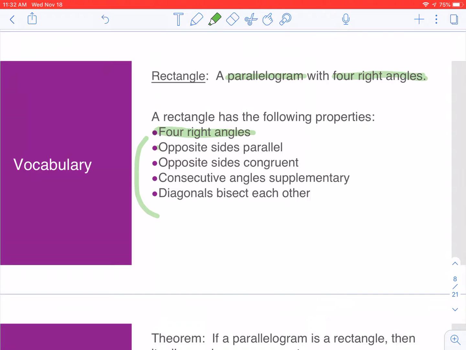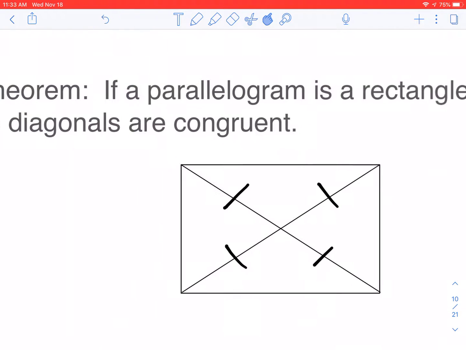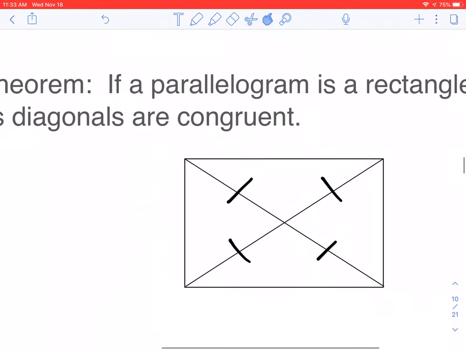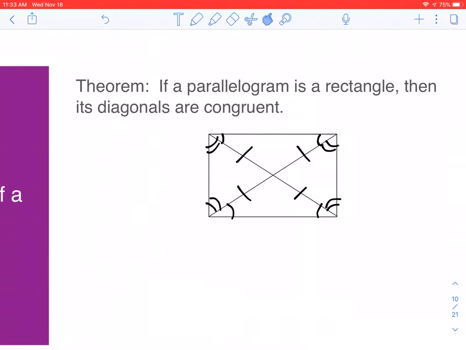Everything else you see right here, we already learned from parallelograms. And something new is that all of these now are congruent. Both diagonals are exactly the same. They are congruent. We'll check this out. Now, I'm going to zoom in. These become isosceles triangles so that these angles are congruent here, and these angles are congruent here. And that'll come into play a little bit later on.